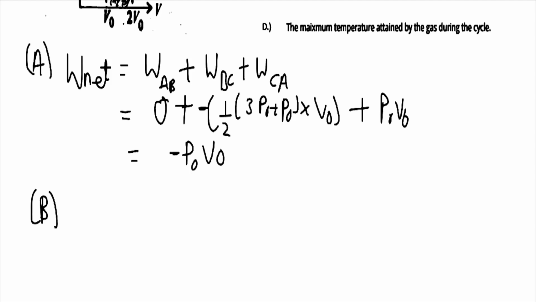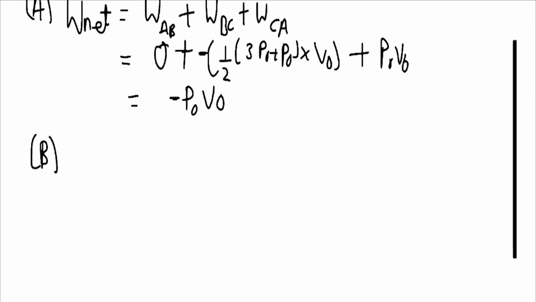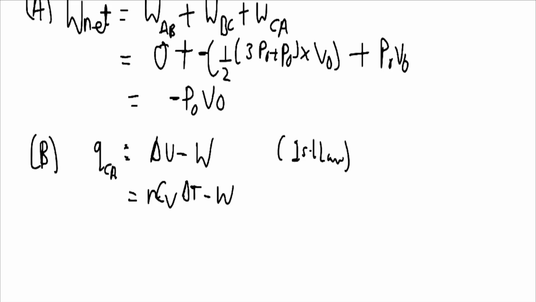Now coming to part B of the question. The heat rejected by the gas in the path CA. If you see the path C to A, it's clearly a compression. So if you calculate QCA, QCA is delta U minus W. This is via the first law of thermodynamics. So delta U is n Cv delta T, minus work done.